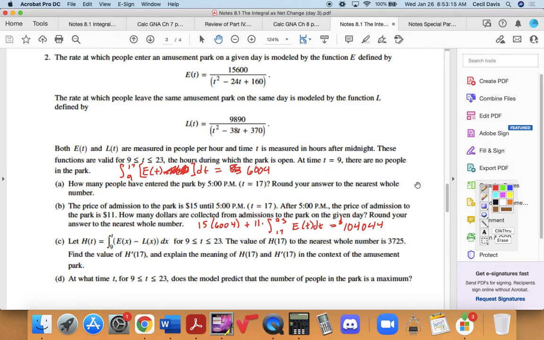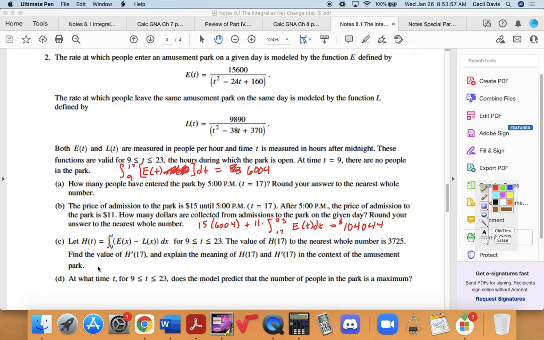Let h of t be the integral from 9 to t of e of x minus L of x dx. Again, notice the variable here cannot match the variable there. For 9 is less than or equal to t is less than or equal to 23. The value of h of 17 to the nearest whole number is 3,725. Find the value of h prime of 17 and explain the meaning of h of 17 and h prime of 17 in the context of the amusement park.